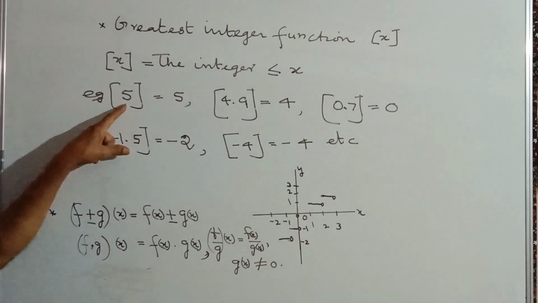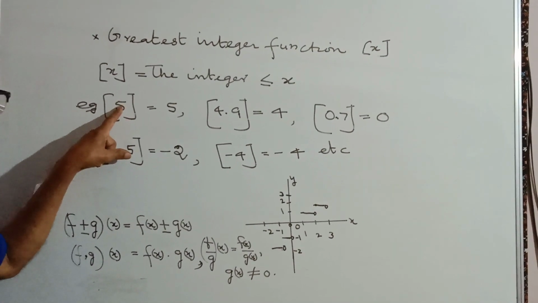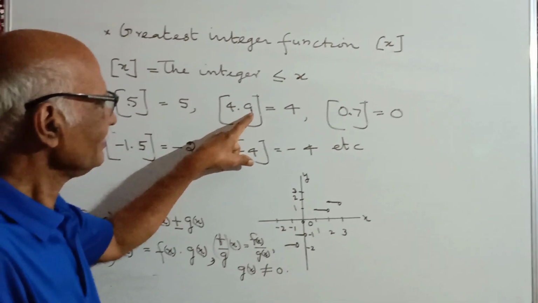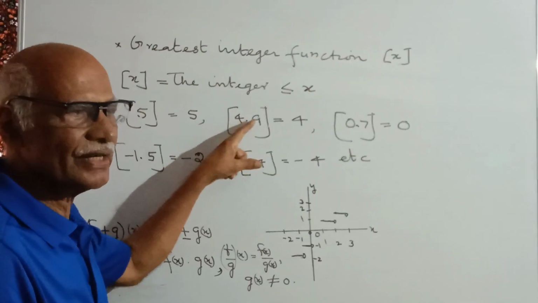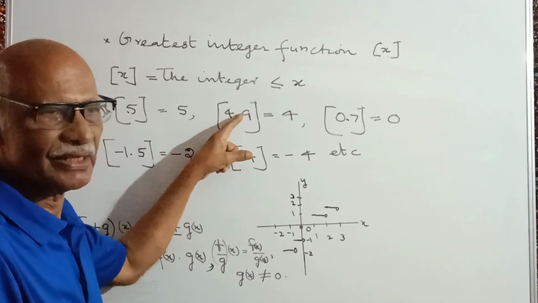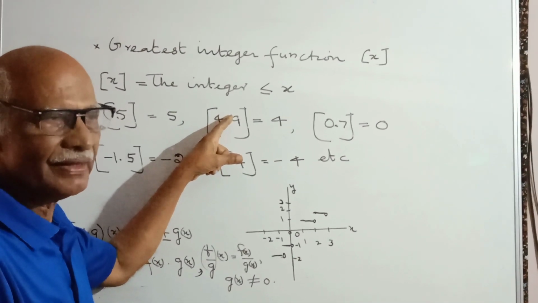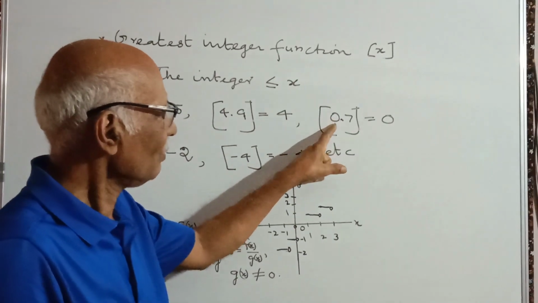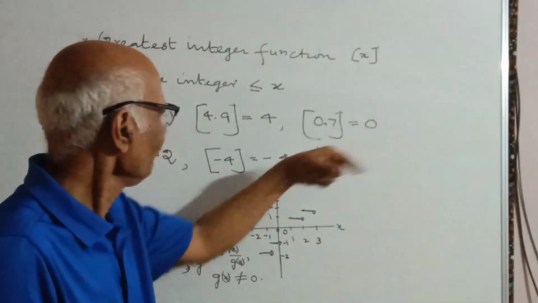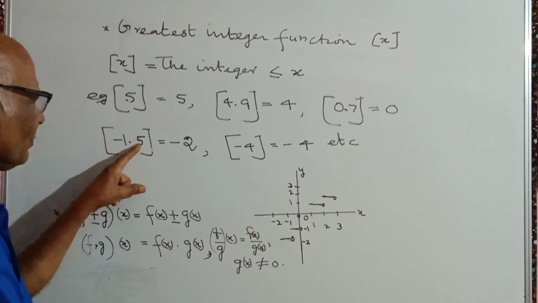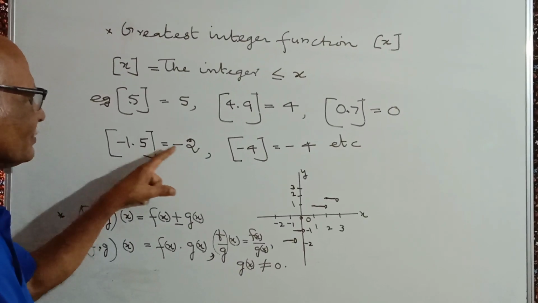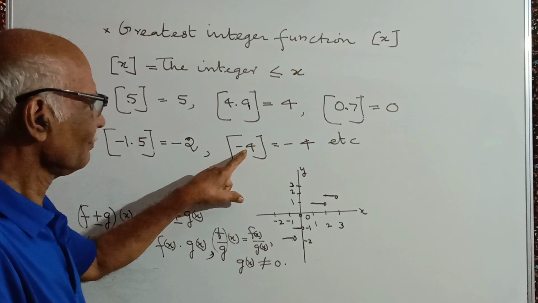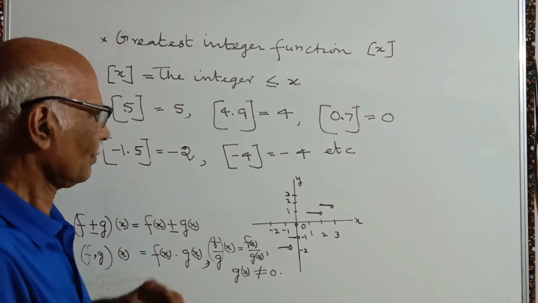Now for example, the integer function of 5 is 5. Integer function of 4.9, we require an integer less than or equal to 4.9. So there is no integer equal to 4.9. Less than 4.9, the integer is 4. Integral function of 0.7 is 0. Integral function of minus 1.5 is minus 2. Integral function of minus 4 is minus 4.